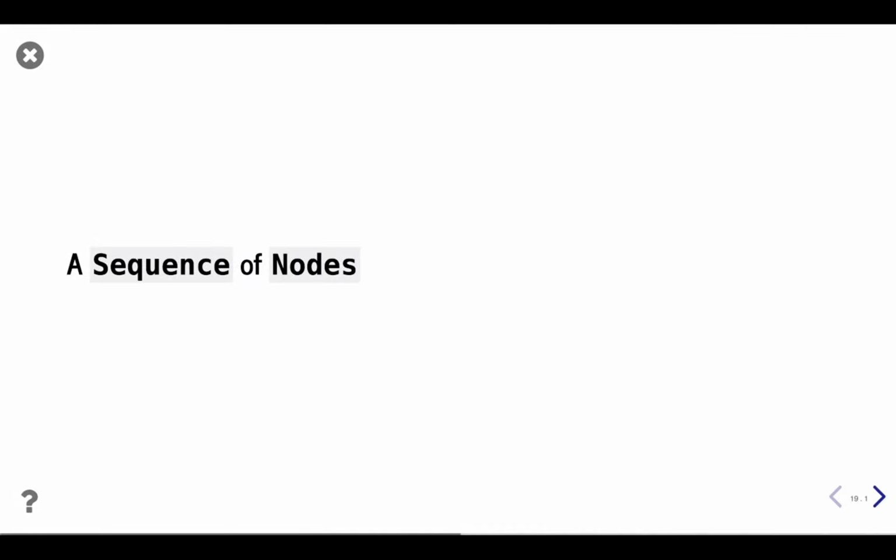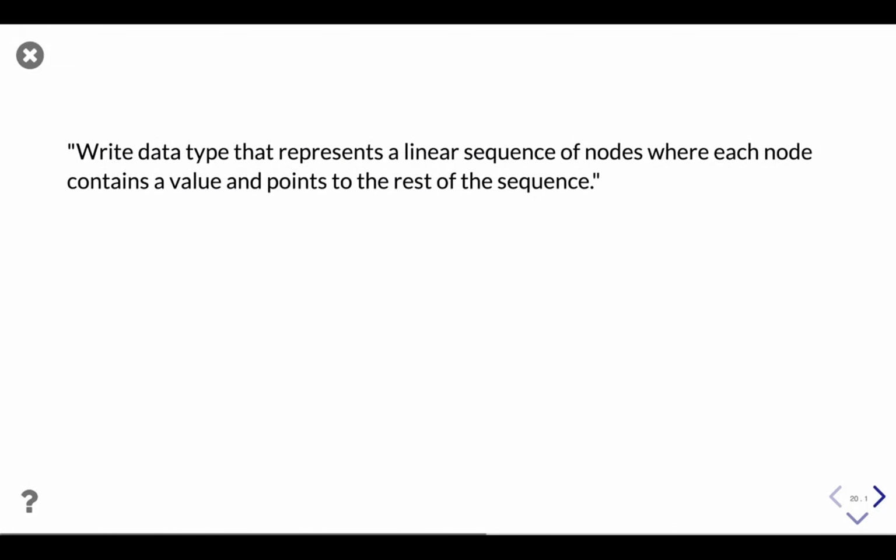After successfully completing Twitter's interview process and rejecting their offer, your confidence is skyrocketing, and you decide to give Google a go. The initial interviews are okay, but it's time for the real deal, the technical interview. You show up on time, and so does the interviewer. We are up for a good start. And here comes the first question. Write a data type that represents a linear sequence of nodes where each node contains a value and points to the rest of the sequence.